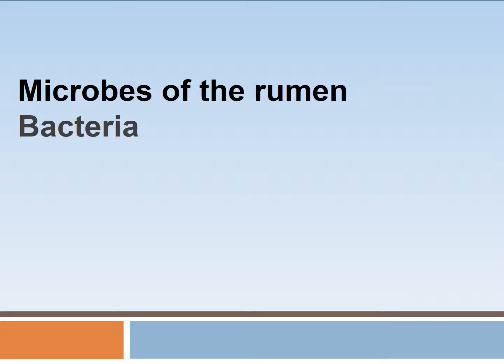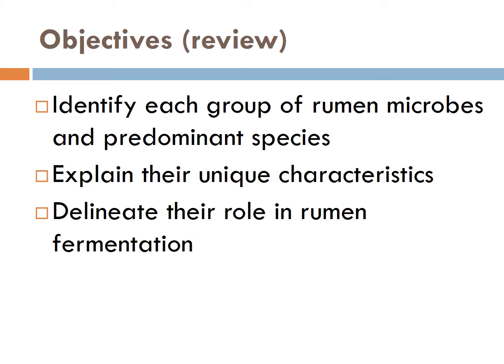This lecture continues our series of 3 about microbes of the rumen. Here we'll discuss bacteria. As you recall from the last lecture, after these 3 lectures you should be able to identify each group of rumen microbes and their predominant species, explain their unique characteristics, and delineate their role in fermentation. And here we'll focus on the rumen bacteria.